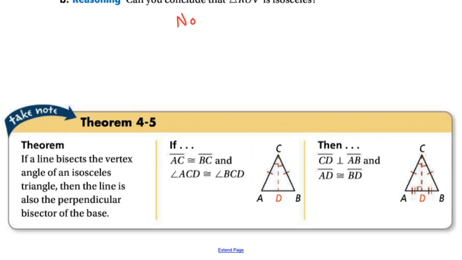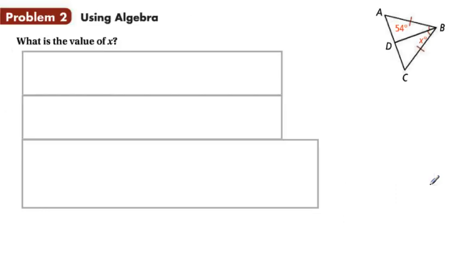Theorem 4-5 says, if you have a line right here that bisects the vertex angle of an isosceles triangle, then this line is going to be not only perpendicular to that base, but it's also going to bisect the base. So it says that you'll have 90 degree angles and AD and BD will be congruent in length. So let's take a look at how we would use that in algebra.